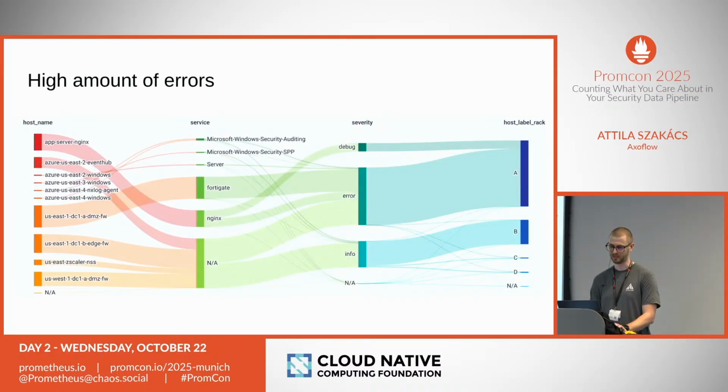Okay, let's look at another example. Same labels, but a bit different ratios on the Sankey.